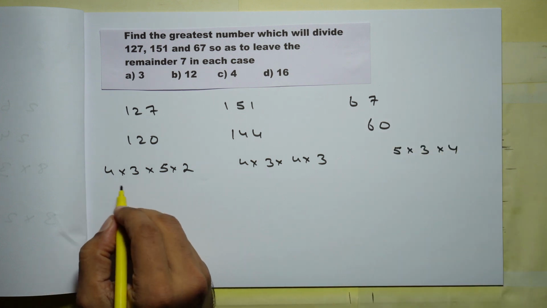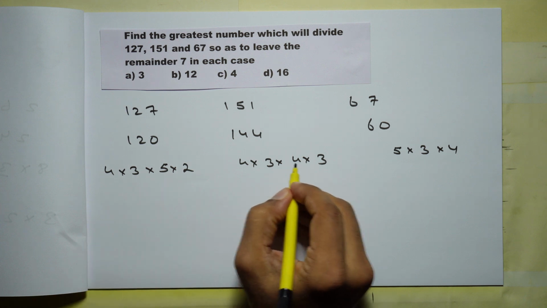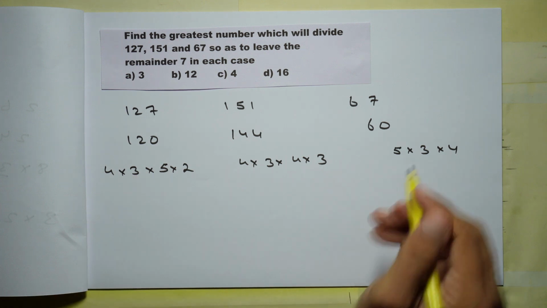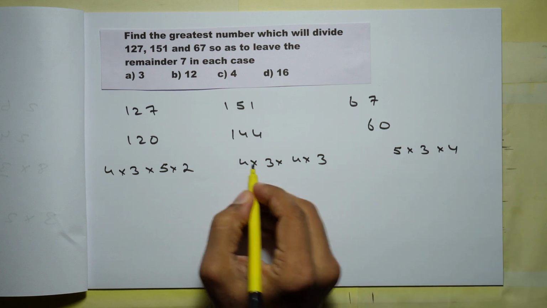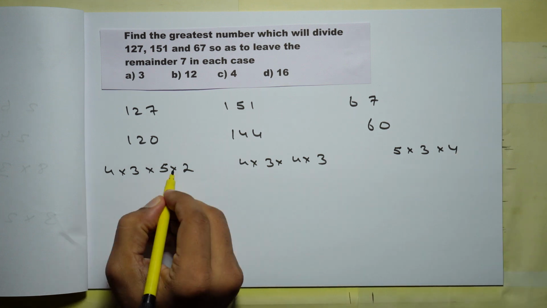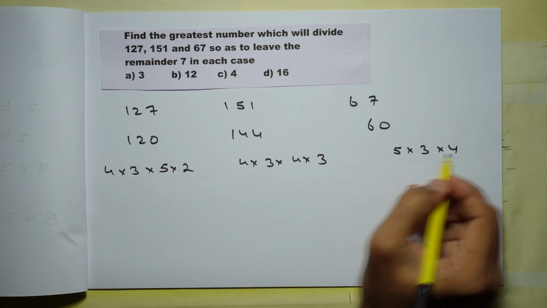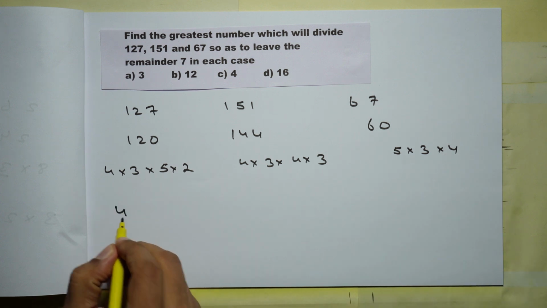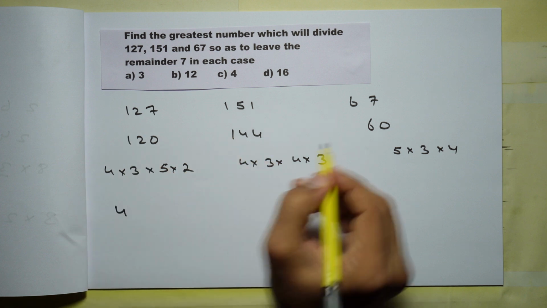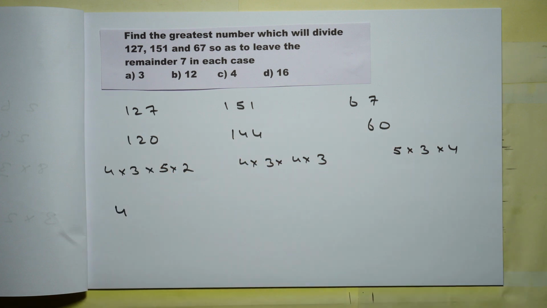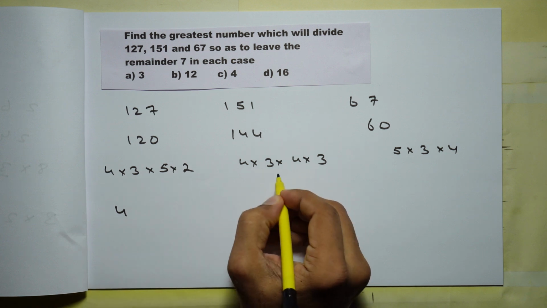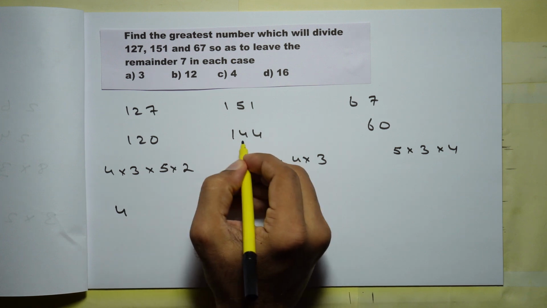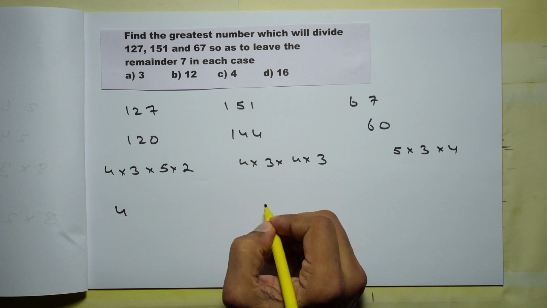So we'll find out those numbers which are common to all these factors. You can see 4 is common to all the three. Here you have a 4, here 2 4s are there, here 4 into 2, 8 is there. So one 4 is common to all the three. So 4 will definitely divide 120, 144 as well as 60. If you look at 5, here there's a 5, here there's a 5, but here there's no 5. 5 will not divide 144, so 5 cannot be included.